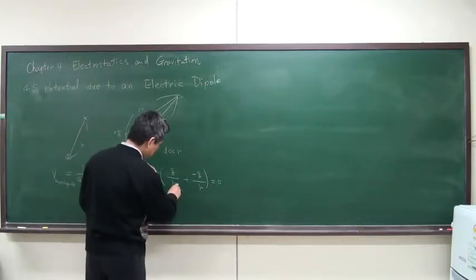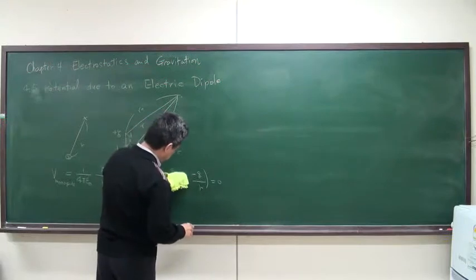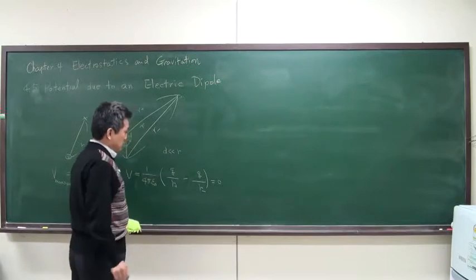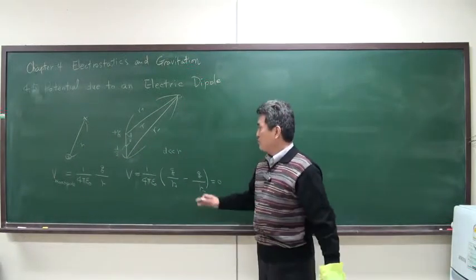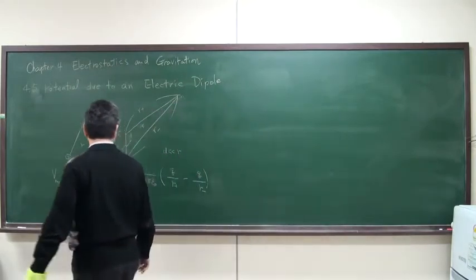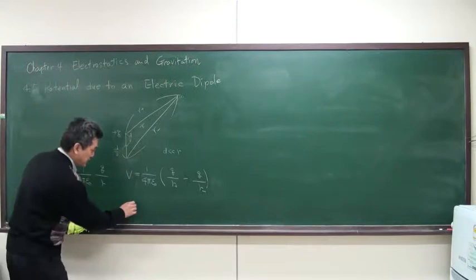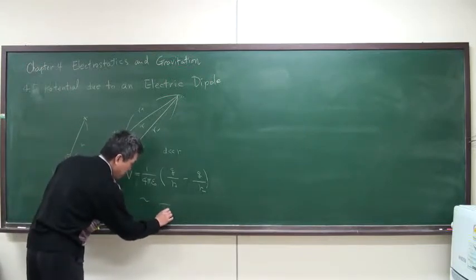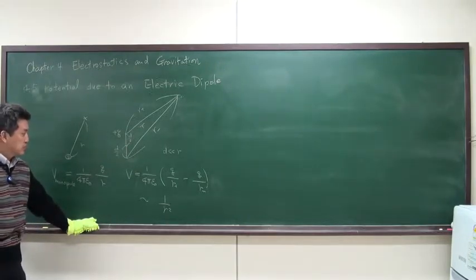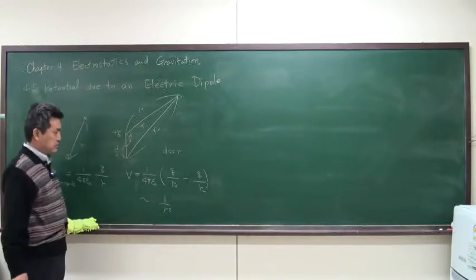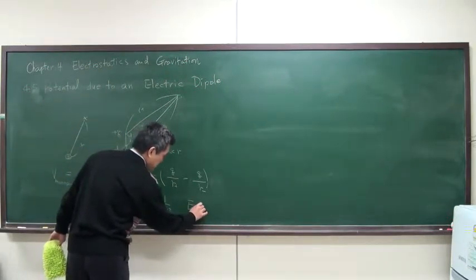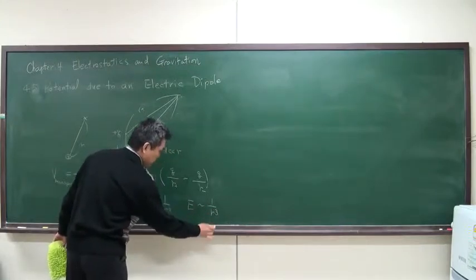So exact relation is equals R plus, and let me move this one, minus. So 1 over R structure cancels, but it is not exactly 0. We will find that it is proportional to 1 over R squared. If the potential is proportional to 1 over R squared, then electric field is proportional to 1 over R cubed.